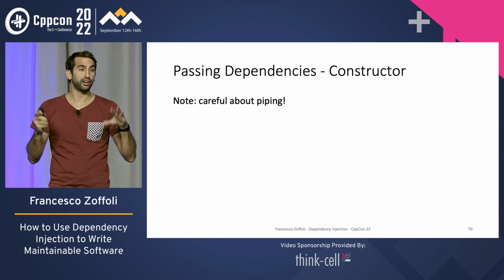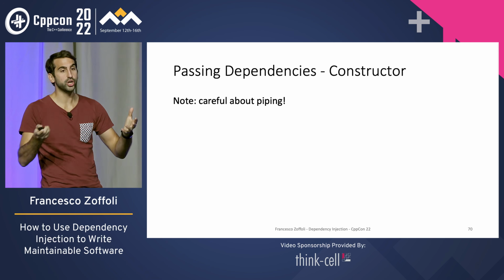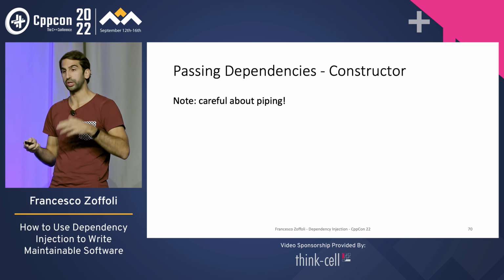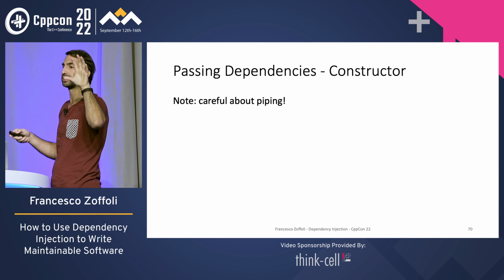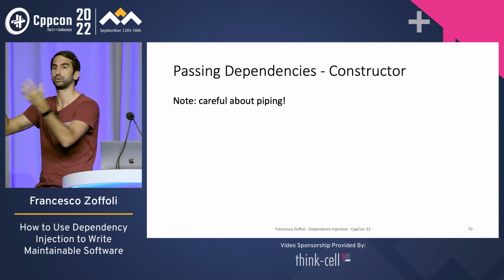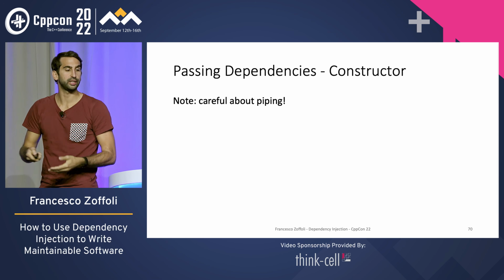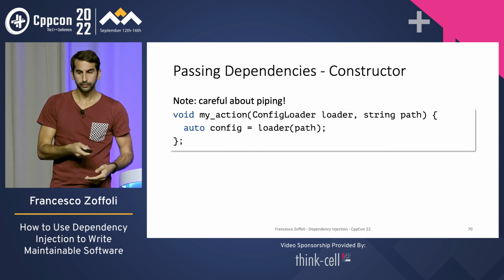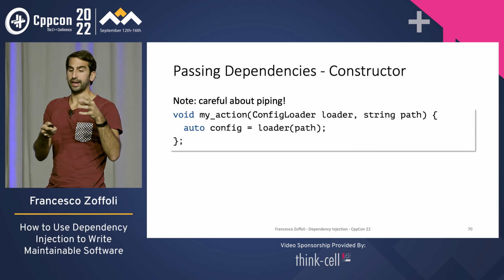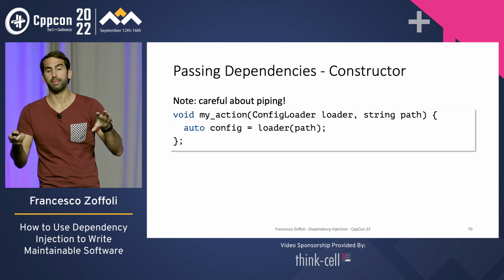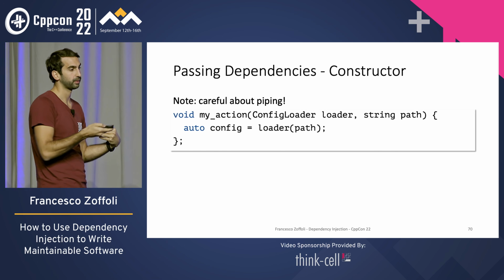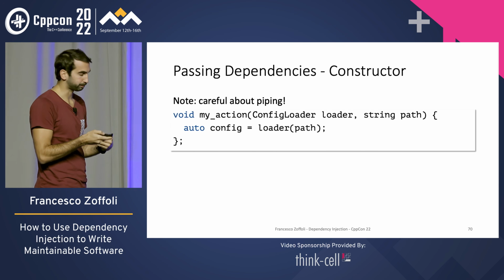The thing to be careful about in the constructor, but in general when using dependency injection, is piping. It's what we saw initially with foo. This is when you get some data, and the only purpose of you getting this data is to pass it to someone else, and you're not using it directly. So an example here, we have an action which takes a config loader and the path, and the only thing it cares about is getting the configuration.